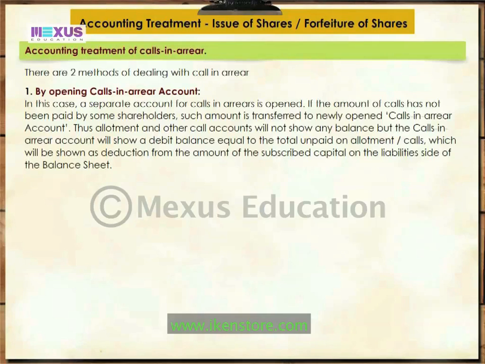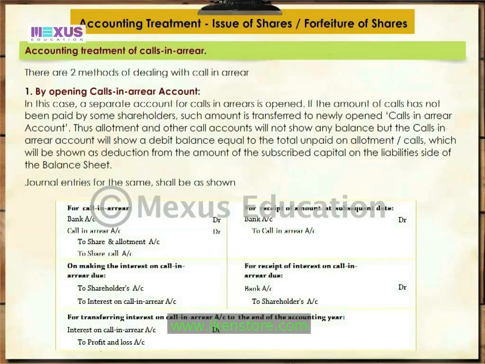If the amount of calls has not been paid by some shareholders, such amount is transferred to a newly opened calls in arrear account. Thus, allotment and other call accounts will not show any balance, but the calls in arrear account will show a debit balance equal to the total unpaid on allotment and calls, which will be shown as deduction from the amount of subscribed capital on the liability side of the balance sheet. The journal entries for the same shall be as shown.